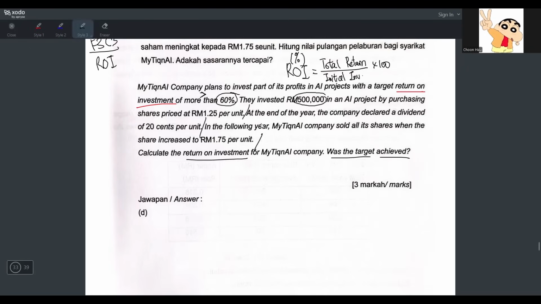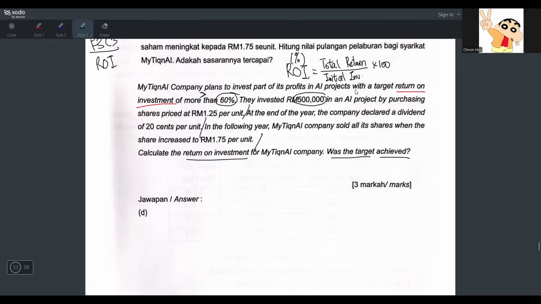Okay, so I think I know already. I first need to calculate my ROI and then check whether my ROI is more than 60%. If it's more than 60%, then we say the target is achieved. If it's less than 60%, then it's not achieved. So now I can start with my ROI, but first, I need to calculate my total return.